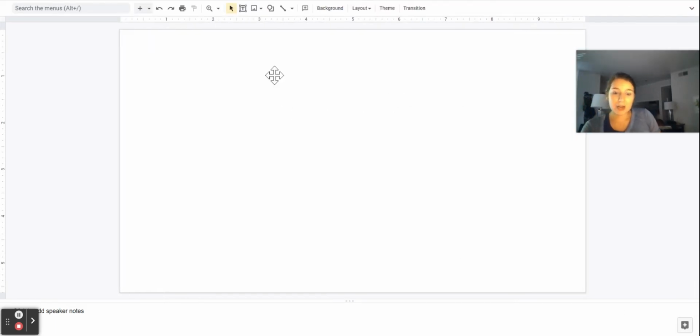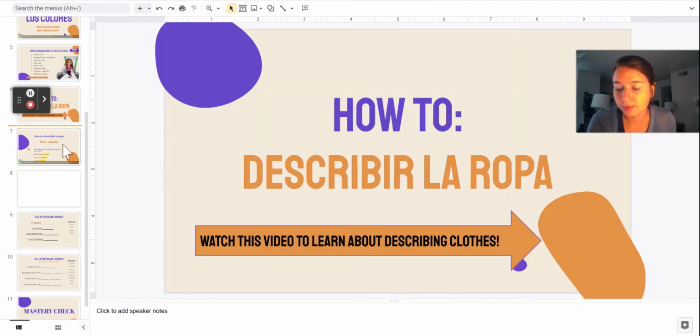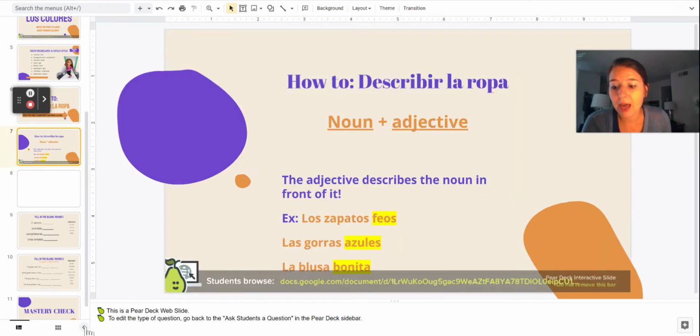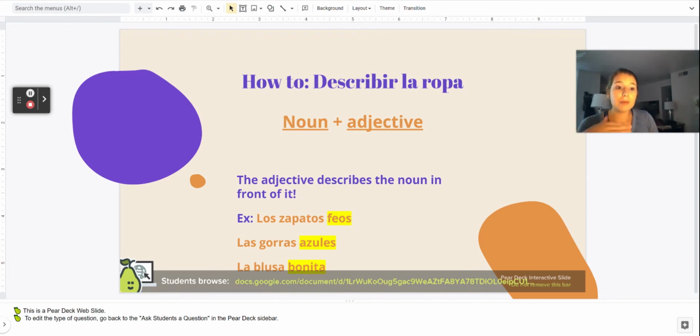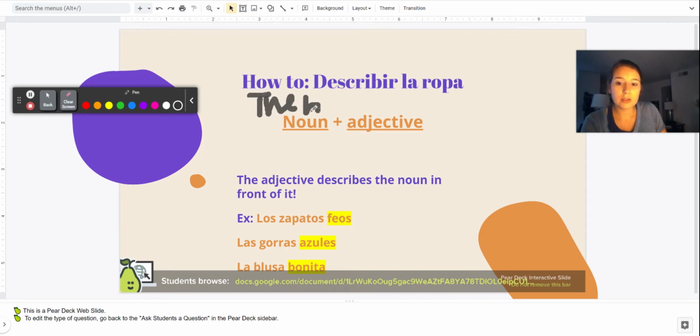And so I have this blank slide up where we'll be taking some notes, but let's first look at our PowerPoint. Okay, so here we have how to describe clothes. So in English, we say things like the blue dress, right? So think about how that changes in Spanish. So the blue dress. Sorry for my really bad handwriting.